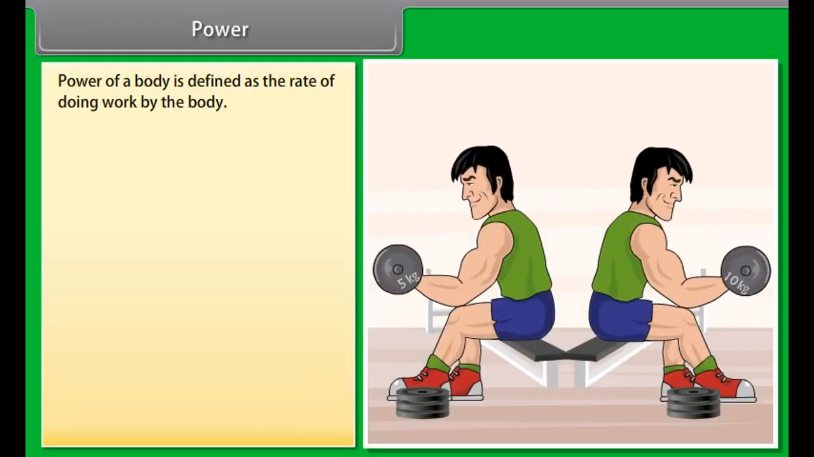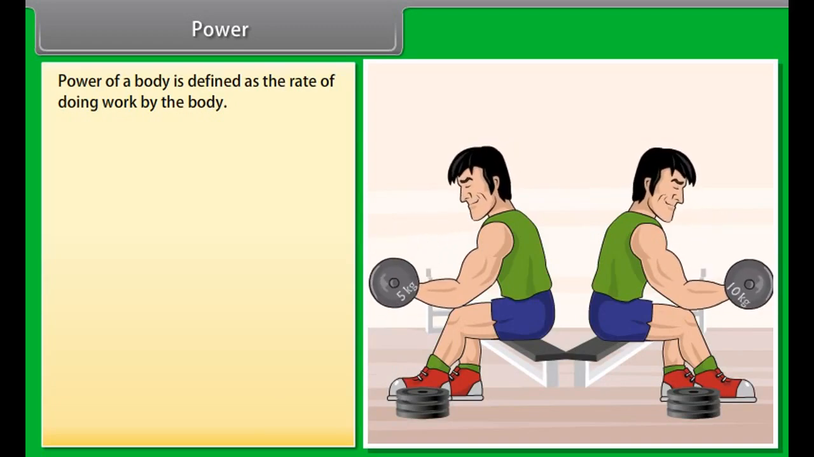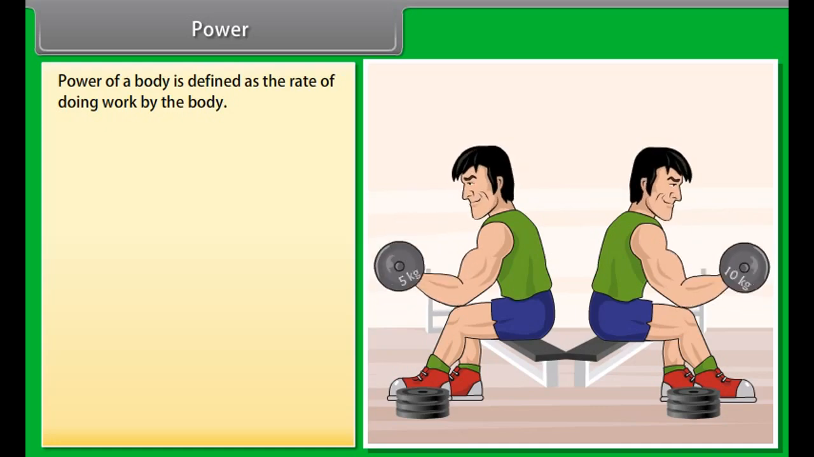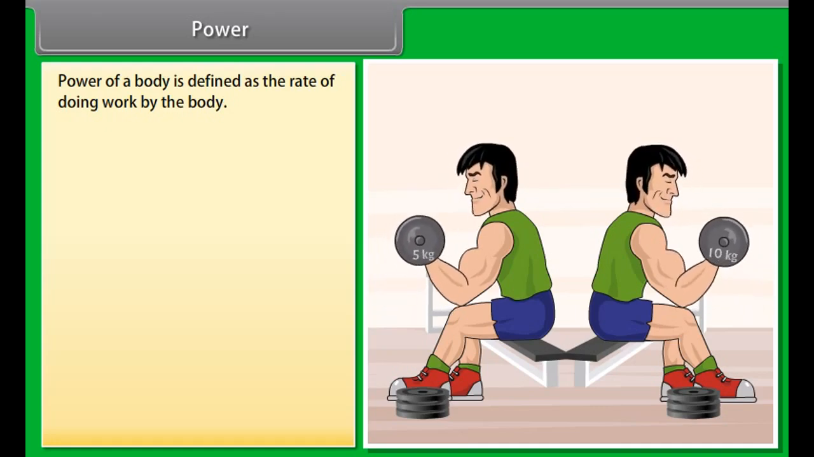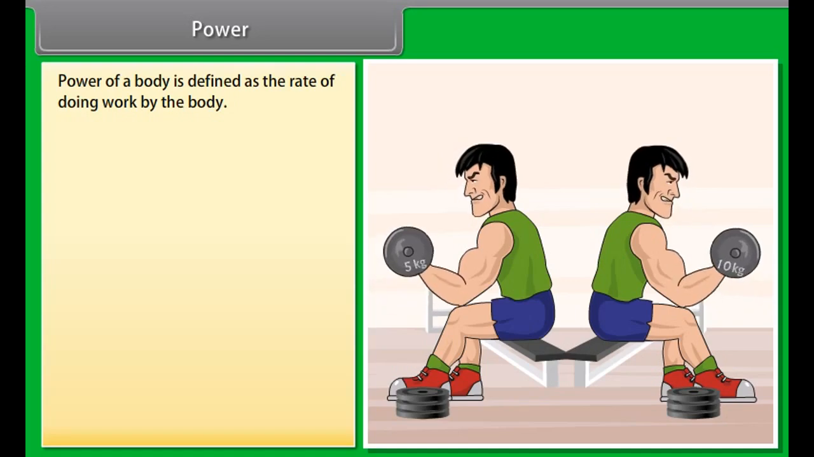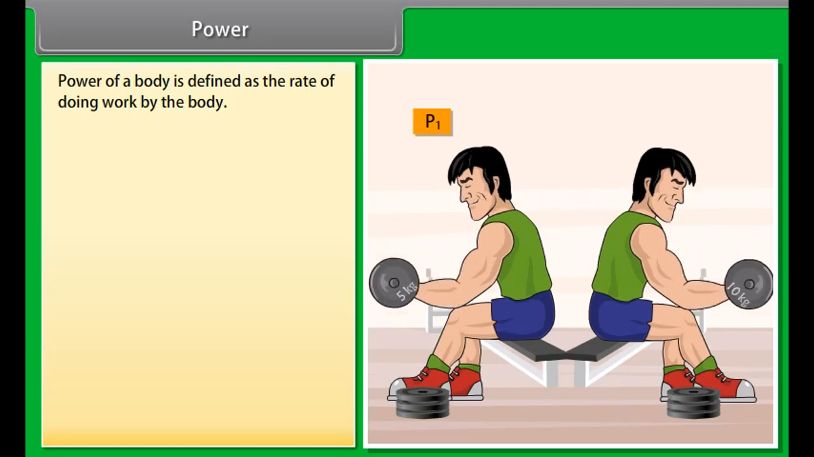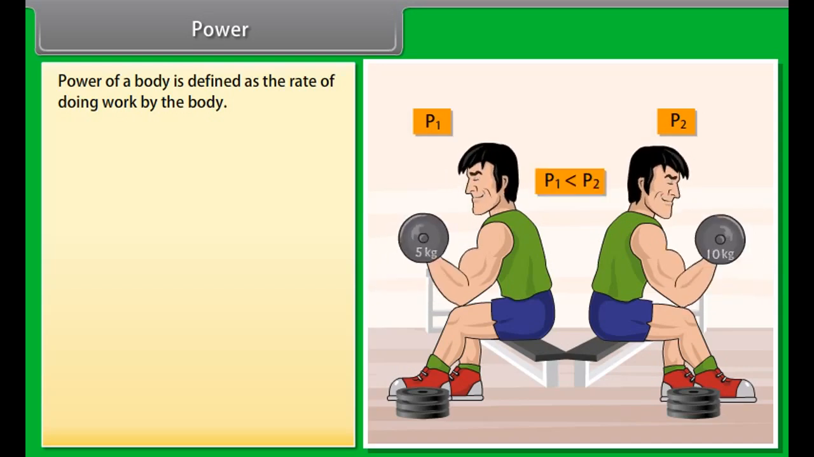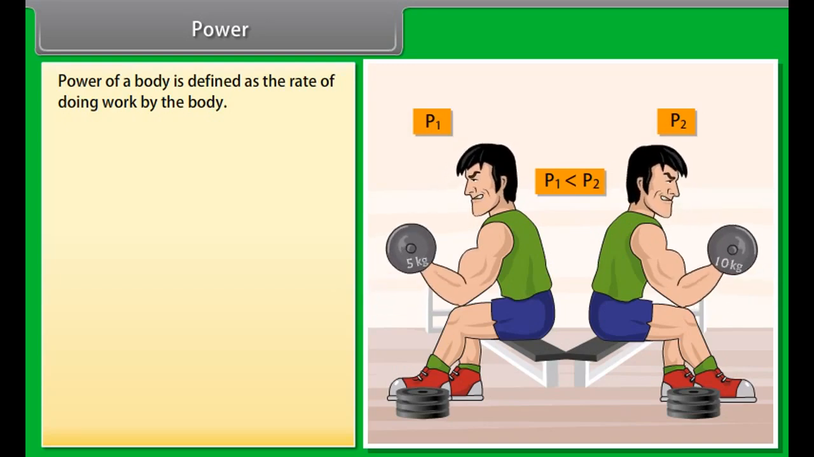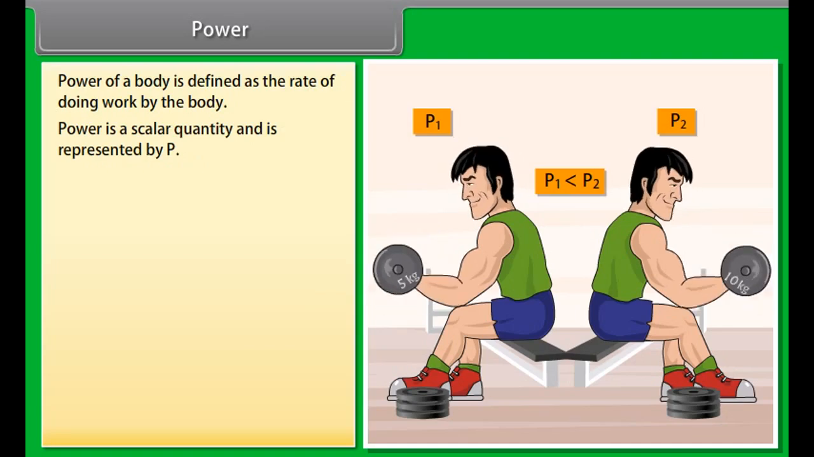Power. Power of a body is defined as the rate of doing work by the body. Let us take an example. A boy is doing exercise by using a dumbbell. When he used the dumbbell of 5 kg, he applied power P1. And when he used the dumbbell of 10 kg, he applied power P2. Hence, the power rating is high when he used the dumbbell of 10 kg as compared to the dumbbell of 5 kg. Power is a scalar quantity and is represented by P.